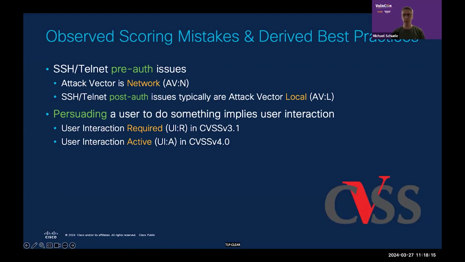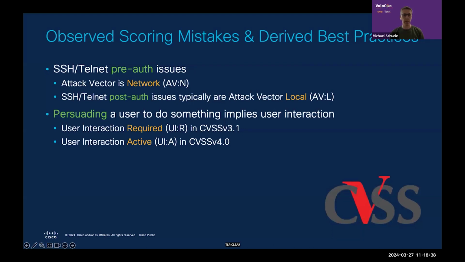by sending a specially crafted unauthenticated SSH packet, you can crash a device and force a reload, which then results in a denial of service. That's something that should have been scored with attack vector network, because that's just how the attacker can reach it. Only for post-auth issues should we typically use attack vector local.